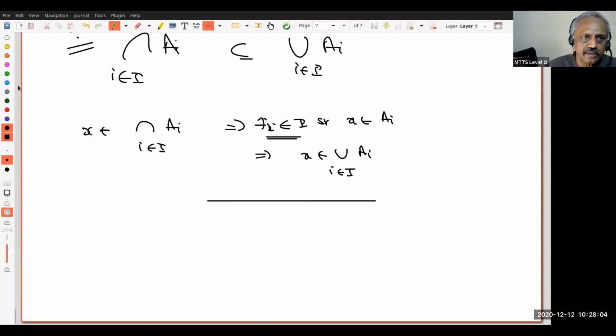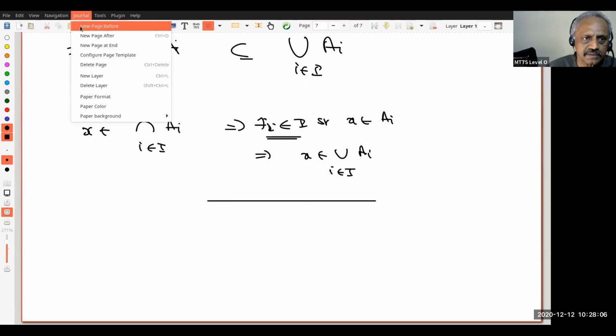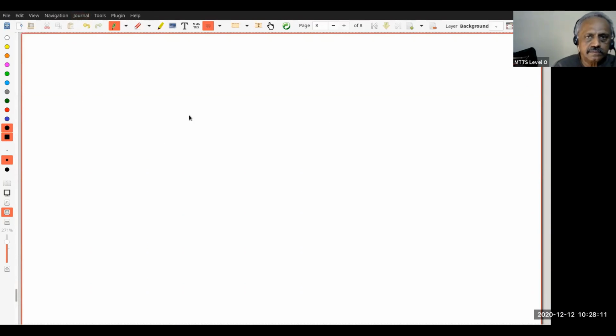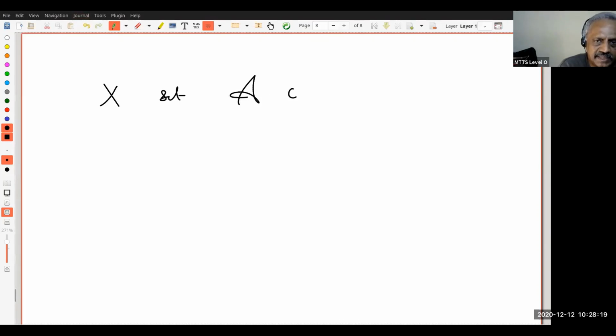Before I end the lecture, there is a slightly different concept, but which is exactly similar, and it is the following. Suppose X is a set. I simply say A is a collection of subsets.